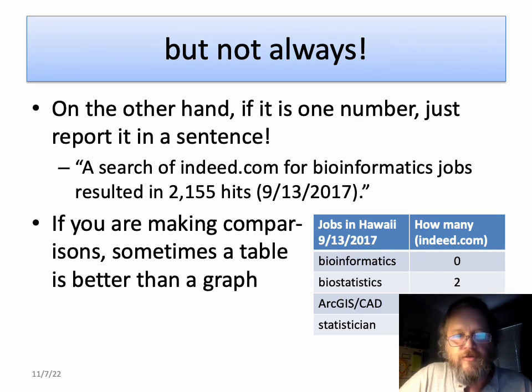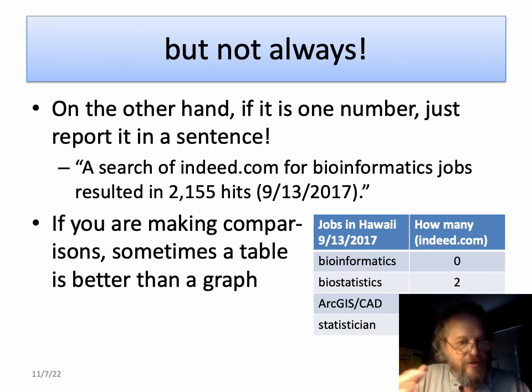On the other hand, you shouldn't always think that you need to give me a graphic just because we tend to think of ourselves as visual. Sometimes if you have just one number, just report it in a sentence. If the allele frequency is 11.2% and you're only talking about that one allele, a sentence will do.